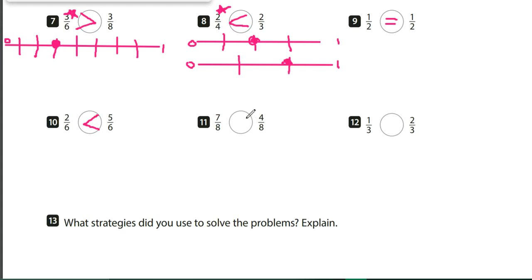All right, 7/8 and 4/8. Now the tides have turned. You are the one who has 7 M&Ms. They only have 4. You have more M&Ms than they do. The denominators are the same, so we're just comparing who has more of the pieces now. 1/3 and 2/3, the denominators are the same. They have 1/3 of a pizza. You have 2/3 of a pizza. You have more pizza.